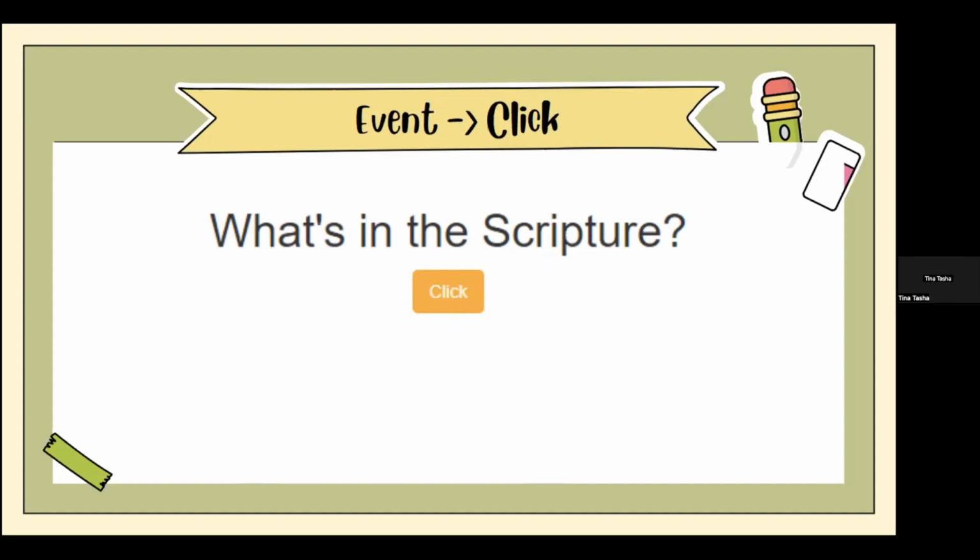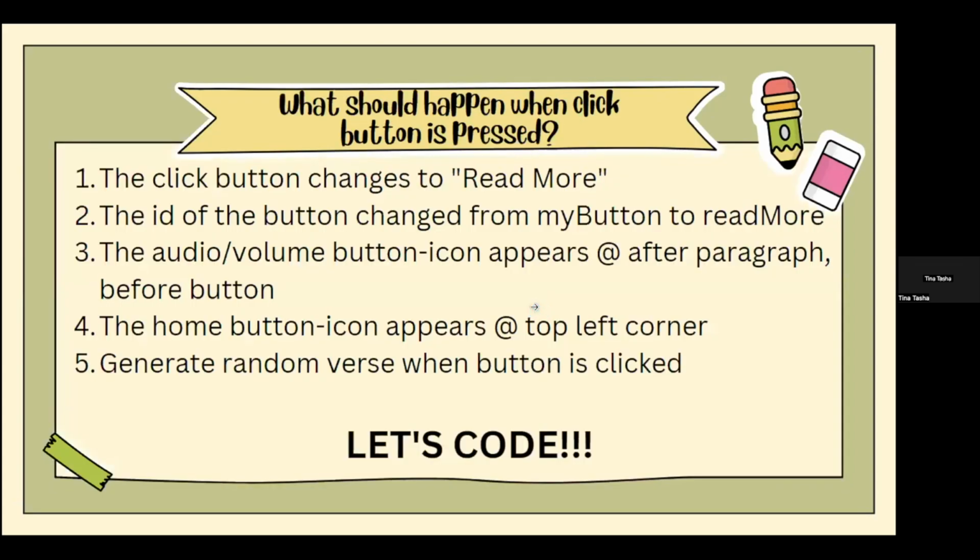So before it does display the full scripture, it changes from the word click to the word read more. Okay. So these are the things that we expect to do once we click on the click button. The first thing is that the button changes from click to read more. The second thing is that the ID of the button changes from my button to read more. So an ID is an identifier, and we'll highlight it moving forward.